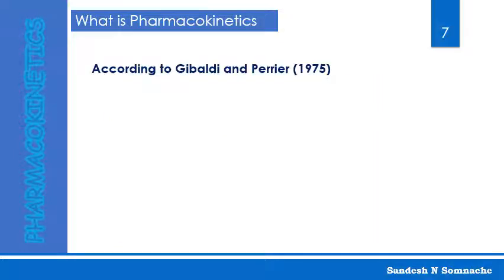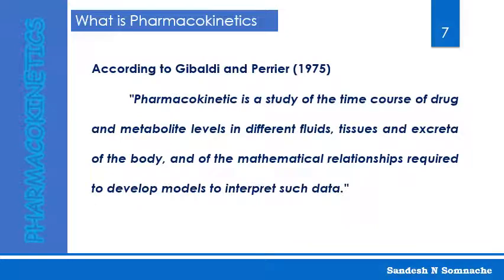Gibaldi and Perrier: pharmacokinetics is the study of the time course of drug and metabolite levels in different fluids, tissues and excreta of the body, and of the mathematical relationships required to develop models to interpret such data.